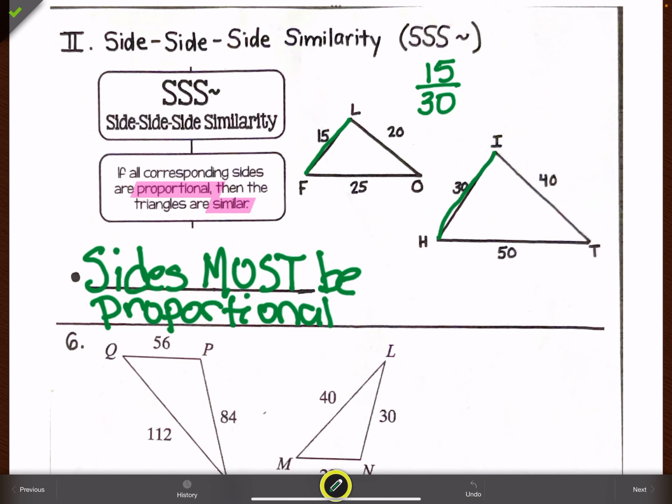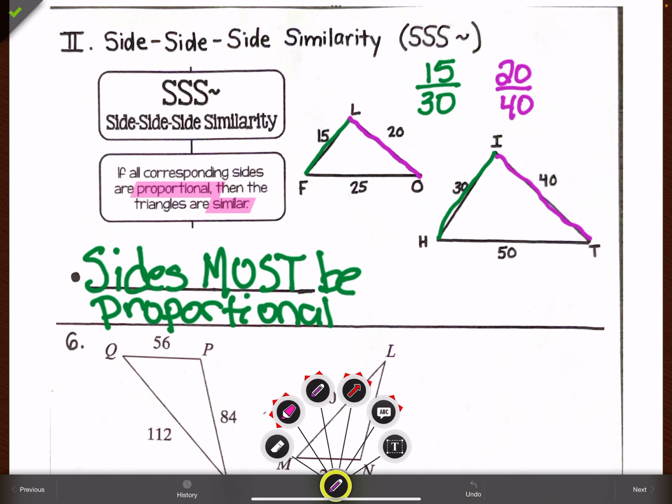If sides are proportional, they will reduce to the same fraction, or if you're just going to divide, to the same decimal. So then you start with your small. Always stay consistent with how you set these up. So then I'm going to go to my medium side. What's my medium side in this triangle? It's 20. You're just going to leave a little space. What's my medium side in the bigger triangle? 40. So that's my second fraction.